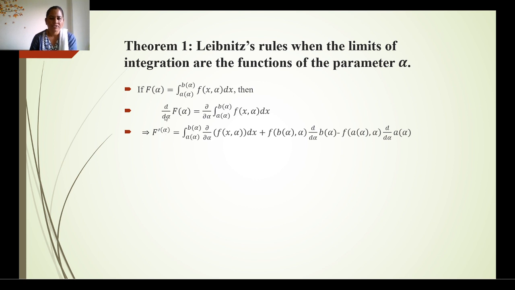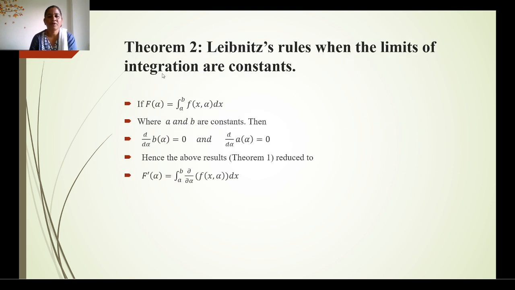Then f dash of alpha is equal to the integral from a to b of del by del alpha f of x comma alpha dx, plus the upper limit term f of b of alpha comma alpha into d by d alpha of b of alpha, minus the lower limit term f of a of alpha comma alpha into d by d alpha of a of alpha. This is theorem number 1.